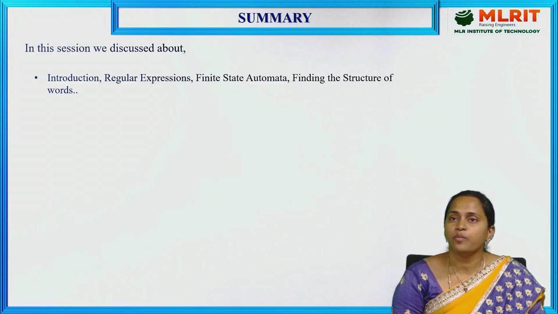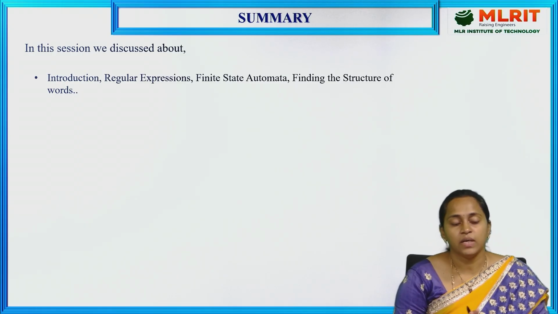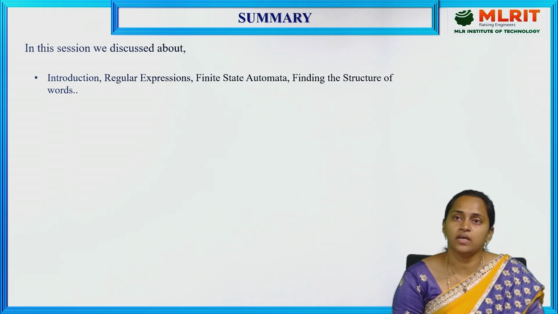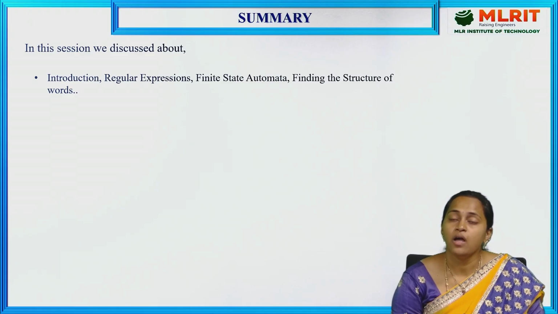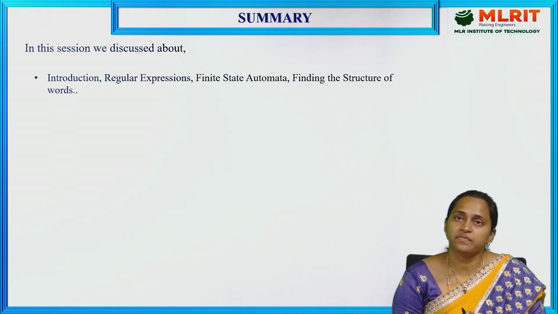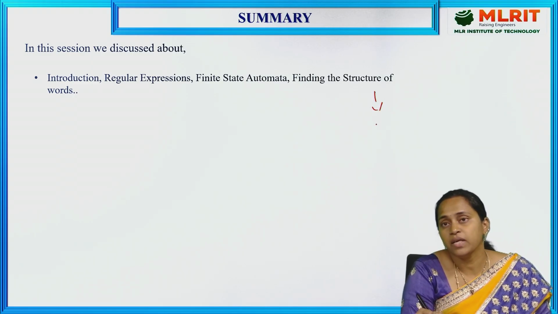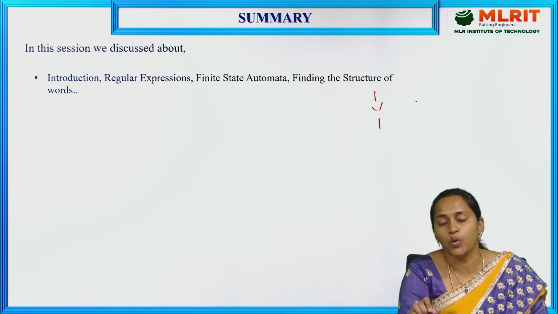This is all about the basic things we find in word level analysis. A summary: what is the meaning of word level analysis, how we use it to find the words, what is a regular expression, what is a finite state automata, non-deterministic finite state automata, deterministic finite state automata, finding the structure of a word, stemming, lemma and lemmatization, and tokenization and tokens. This is all discussed in this session. Thank you.